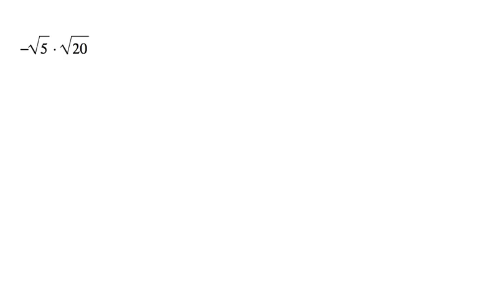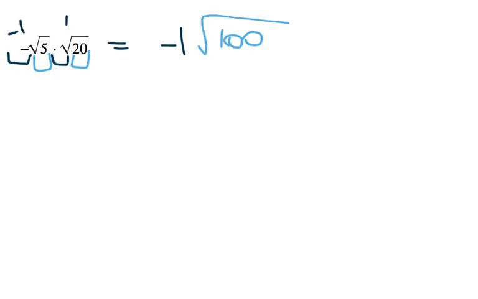And when multiplying, all we need to do is multiply out the radicands with each other, and then also multiply the coefficients. So the coefficient here is -1, and then this is just 1. So if we multiply the coefficients, that gives us -1 times 1 is -1. And then we multiply the radicands with each other. 5 times 20 is 100.